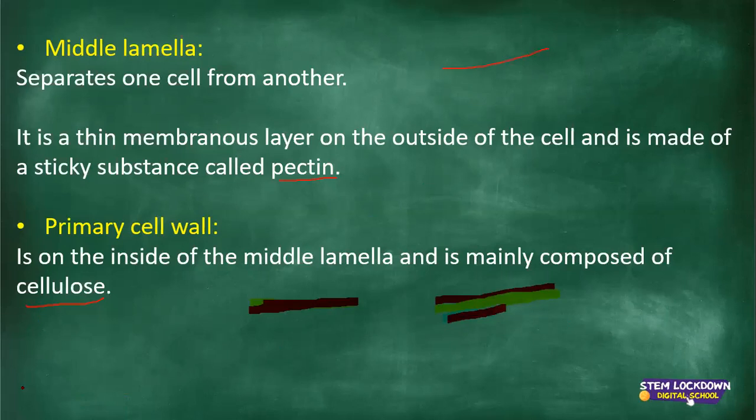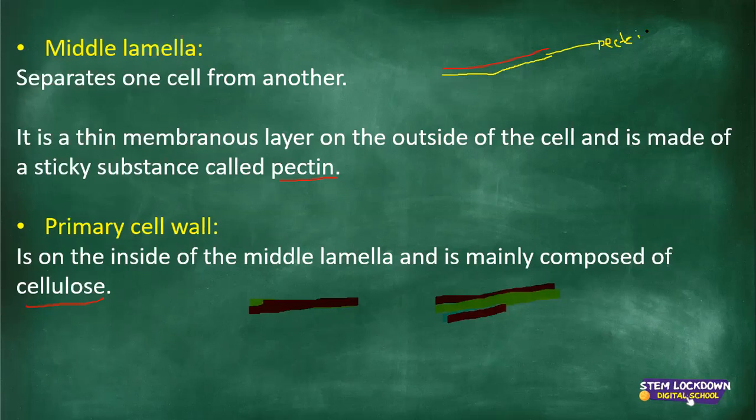One, you have the red there. Two, you have the yellow. Let me use the yellow there. And then this green here. So we'll take it as we have the red, the green, and the yellow. This green part here will represent the middle lamella, right? It is sticky, and it's made up of a sticky substance called pectin. So you find the pectin over there in the middle. The pectin is found only in the middle lamella.